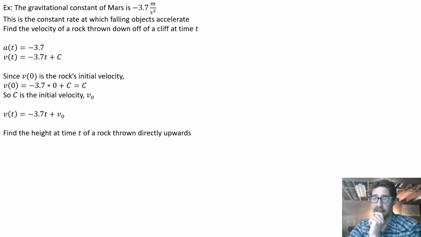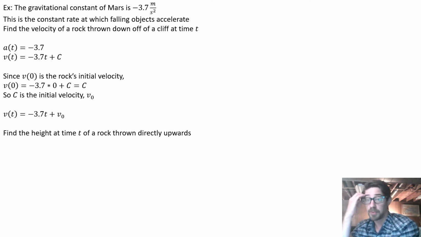Find the height at time t. So height is the same as displacement, right? If you're standing on the ground and you're 5 foot whatever and you chuck a rock up in the air, it has to be straight up in the air, or else we need something called a vector, which we don't have yet. You will in linear algebra and Calc 3. So we can only throw things up and down in Calc 1.